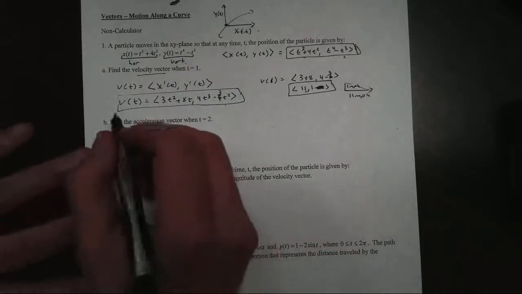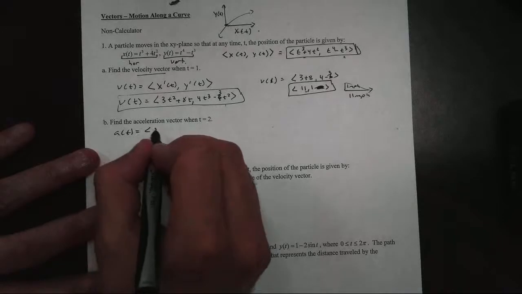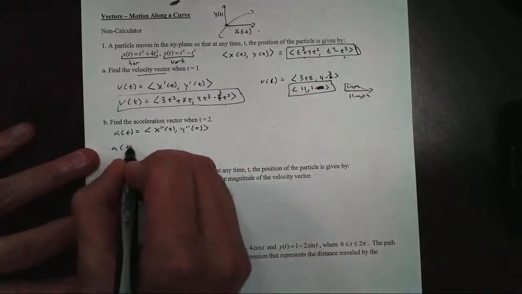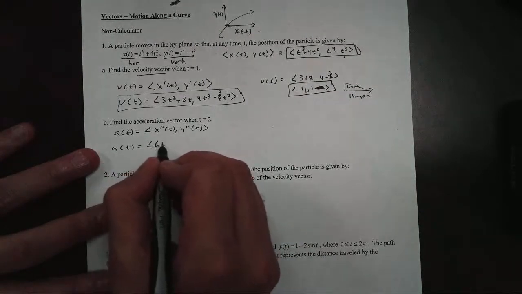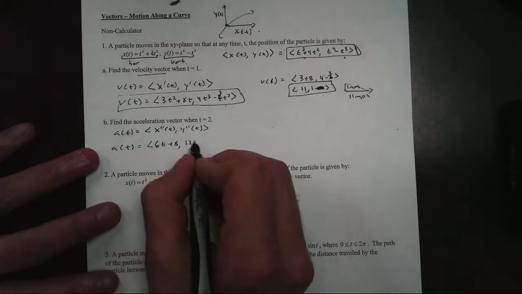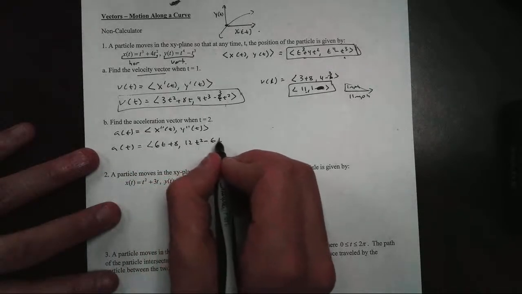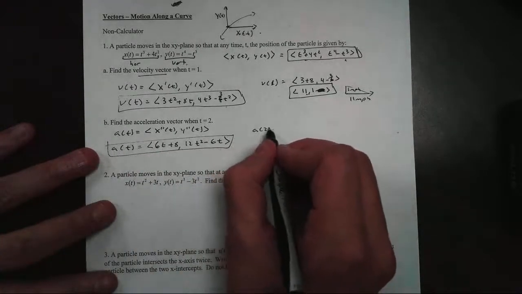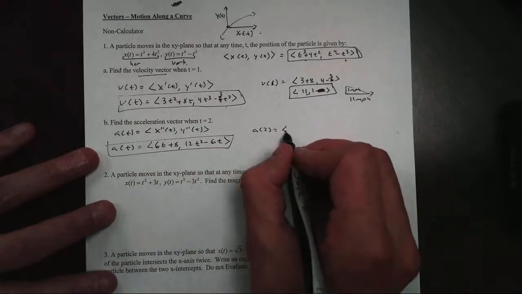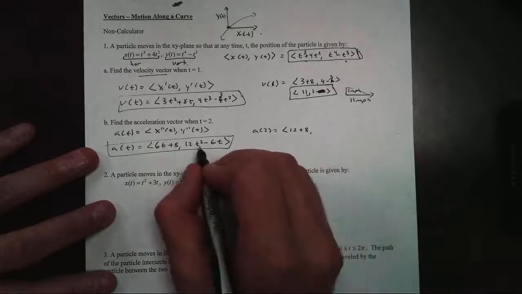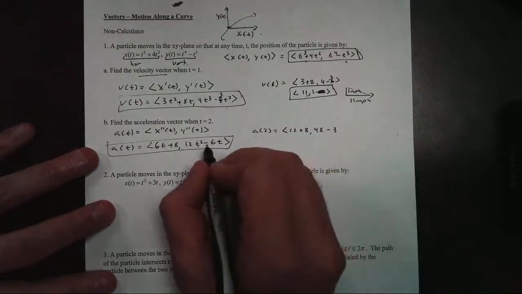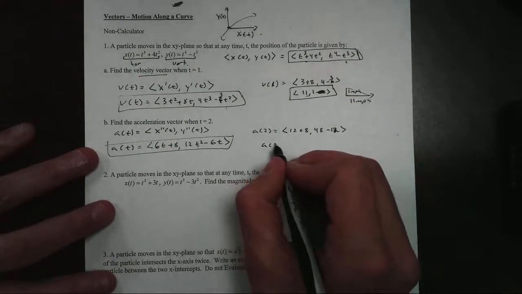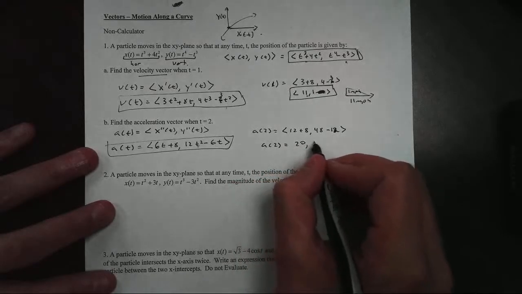Next, to find the acceleration vector, we just take the derivative again. x double prime of t, y double prime of t. And so my acceleration vector, very easy, is 6t plus 8, and 12t squared minus 6t. And there's my acceleration vector. They want us to find the acceleration when t is 2. Plugging it in, I get 12 plus 8, and 48 minus 12. If I simplify that, we get 20, 36.